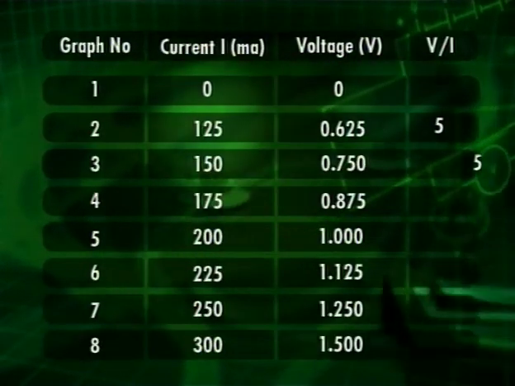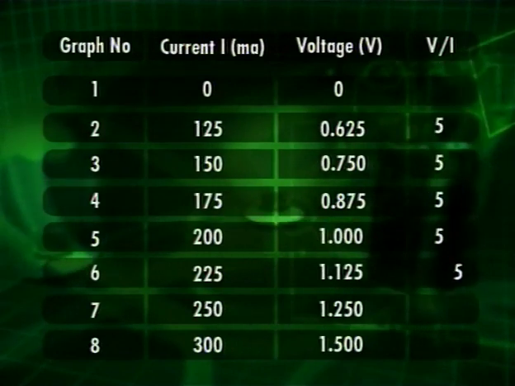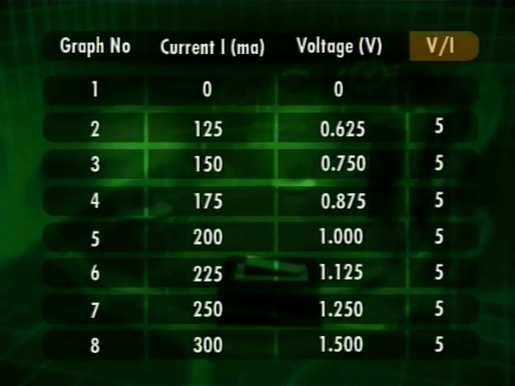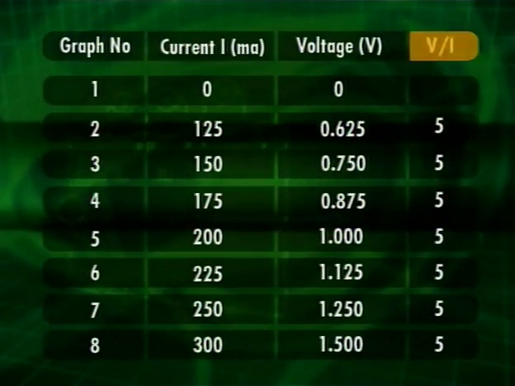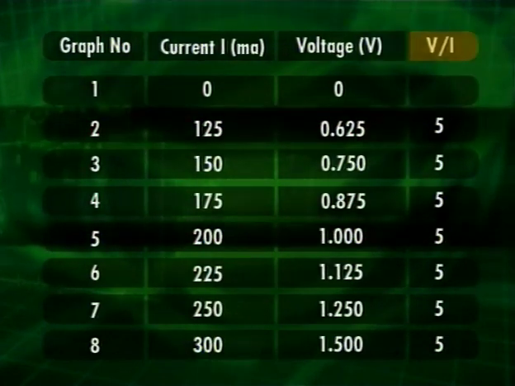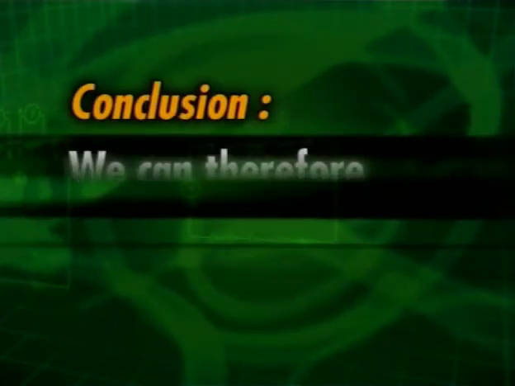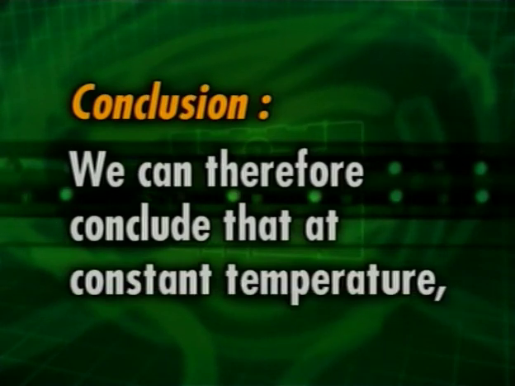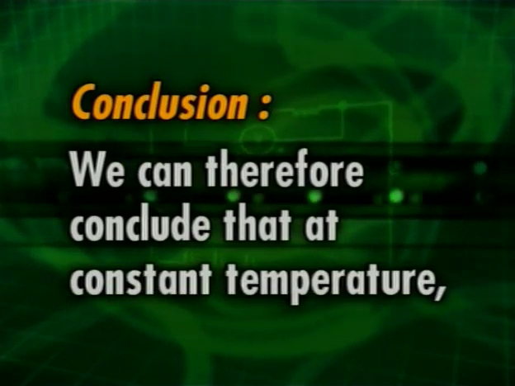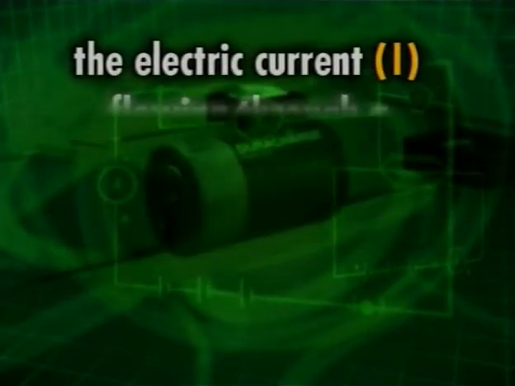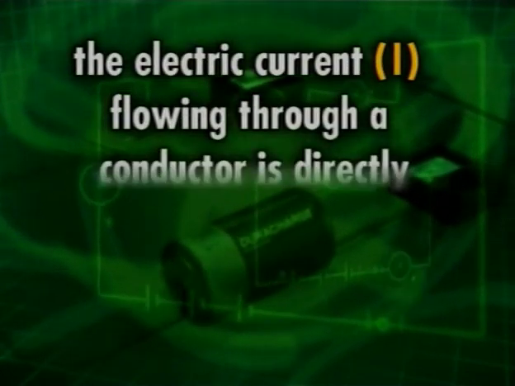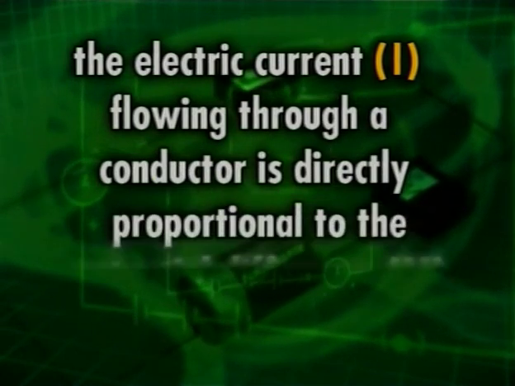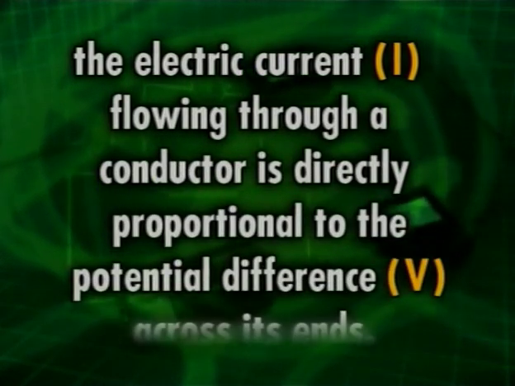Results. From the observation table, we observe that the ratio V by I is a constant ratio. We can therefore conclude that at constant temperature, the electric current I flowing through a conductor is directly proportional to the potential difference V across its ends.